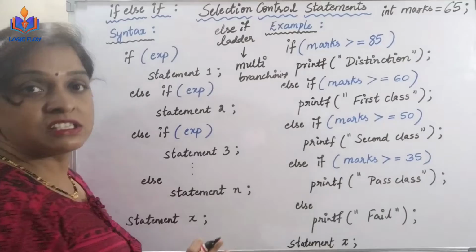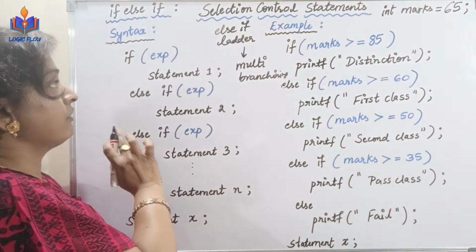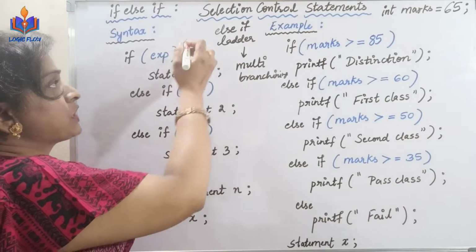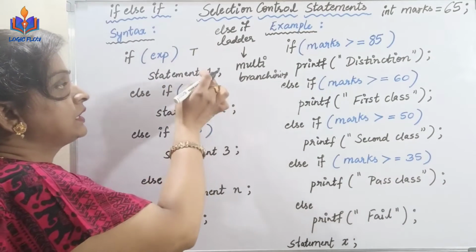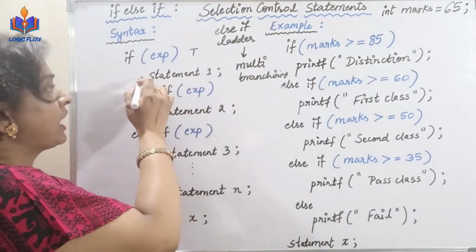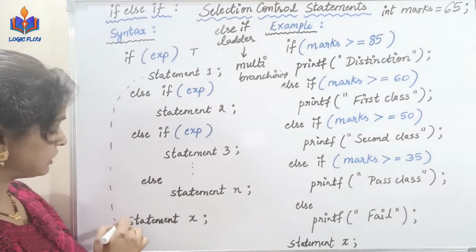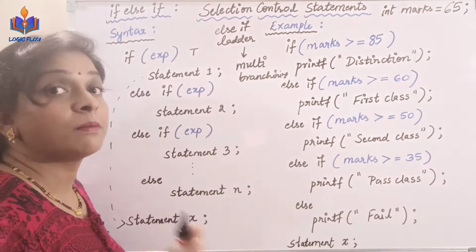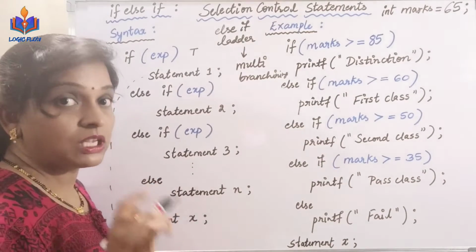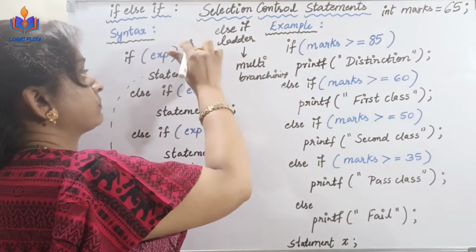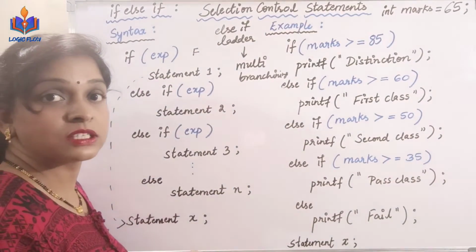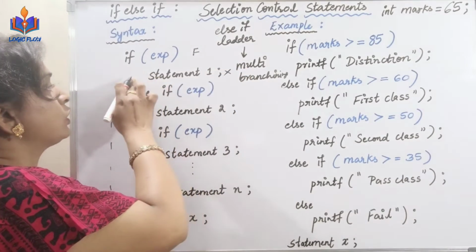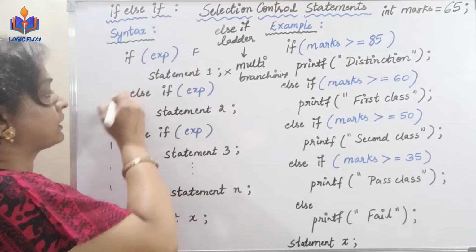Here we have the syntax: the keyword if followed by the test condition or expression. If the expression evaluates as true, then statement 1 gets executed and straight away the control goes to statement X, the statements that we have in our program. But if the condition evaluates as false, then statement 1 gets skipped and control goes to the else part.